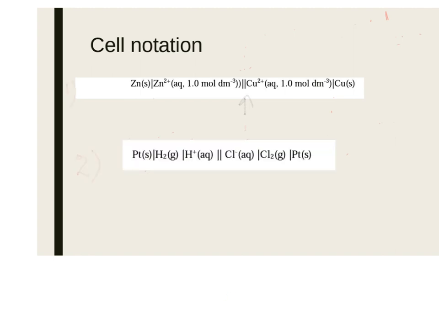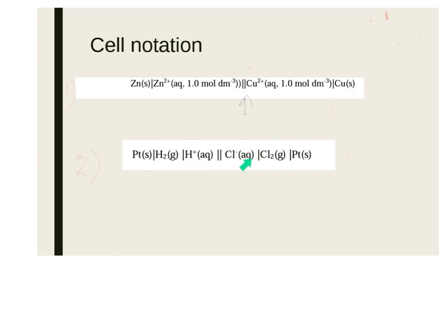In the second example, you can see we have a hydrogen gas electrode and a Cl2 gas electrode. Hydrogen acts as the anode, and you know we have to have an inert metal. So first the metal is written with its physical state, and the phase boundary is indicated by the single line between solid and H2 gas. And from H2 gas, H plus aqueous, these two phases are separated by this phase boundary, a single vertical line.